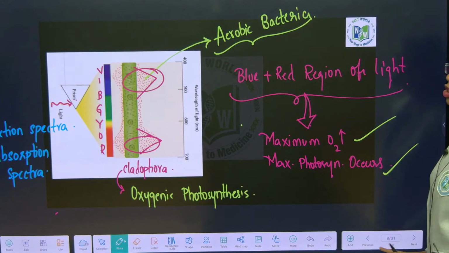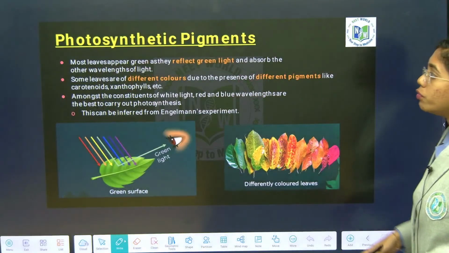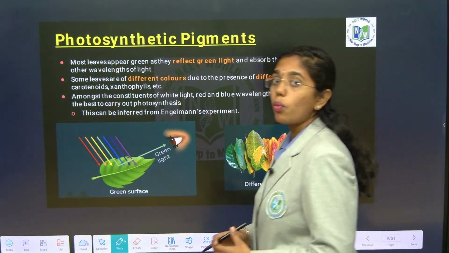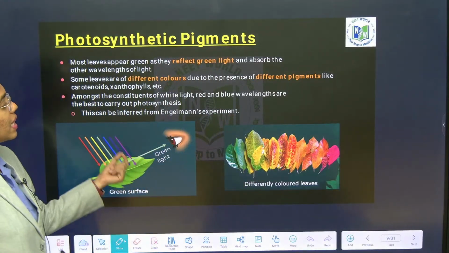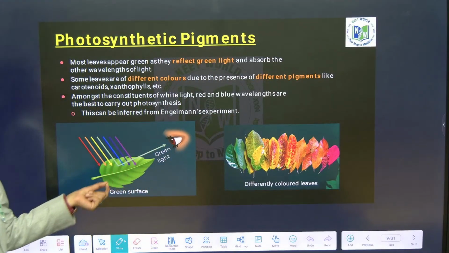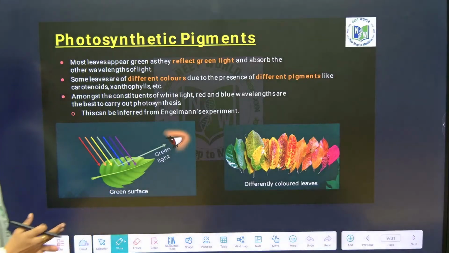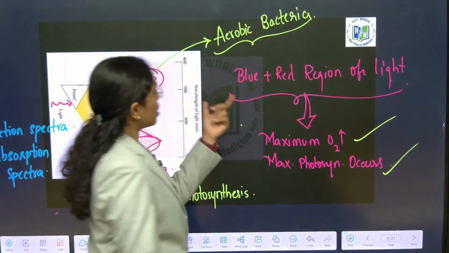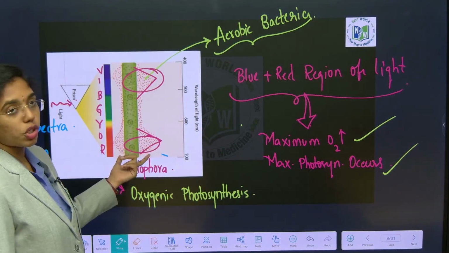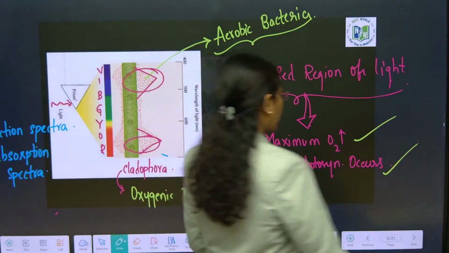So, both action spectra and absorption spectra are clear to you. Now, if we move on to photosynthetic pigments, what are the photosynthetic pigments? Most leaves will appear green as they reflect green color. The color which is being absorbed? Maximum blue and red colors are being absorbed from the white light, which is proved from Engelmann's experiment.